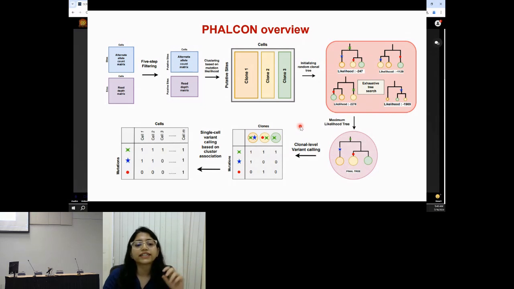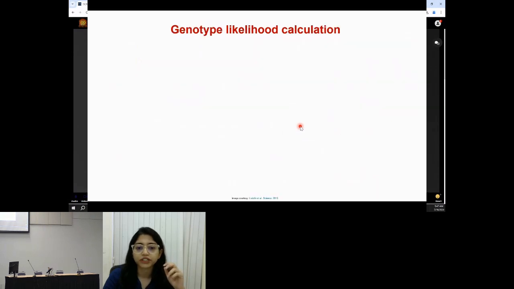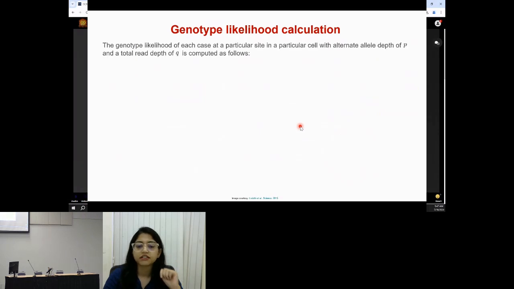Now let's dive into the details of how we calculate the mutation likelihood matrix, which is the most important part. In order to calculate the mutation likelihood matrix, we use 3 different events that can occur, which is the genotype configuration. The alternate allele depth is taken care of by the parameter P, and the total read depth is taken care of by the parameter Q.